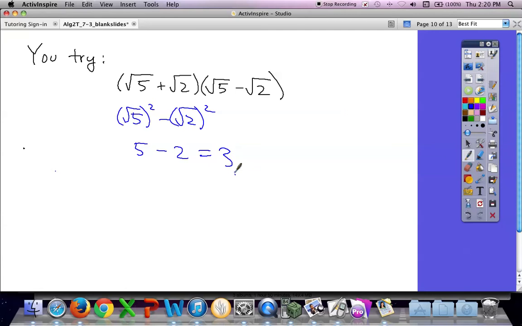If you did the whole FOIL, you should have seen the middle terms cancel each other out. So again, whenever you multiply conjugates involving radicals, it'll cancel the radicals. And that is a strategy that we'll use on the next slide.